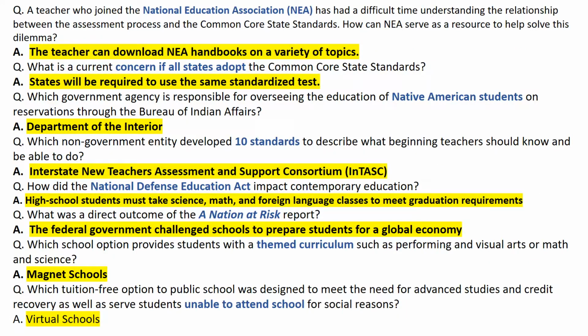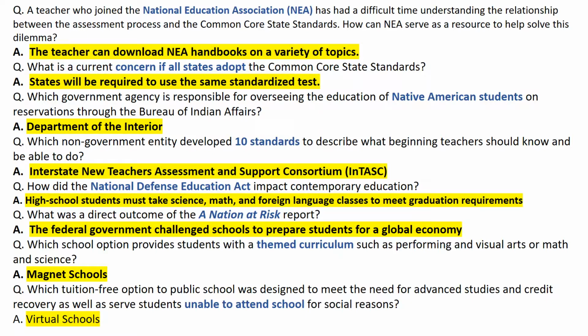A teacher who joined the NEA, National Education Association, has had a difficult time understanding the relationship between the assessment process and the Common Core standards. How can NEA serve as a resource to help solve his dilemma? The teacher can download NEA handbooks on a variety of topics.